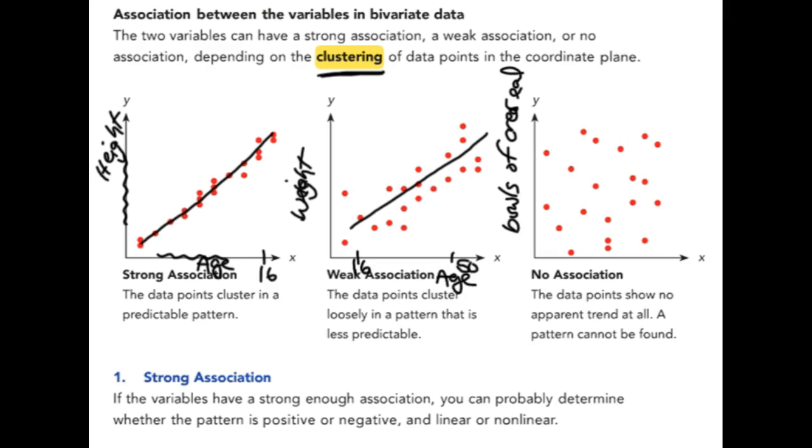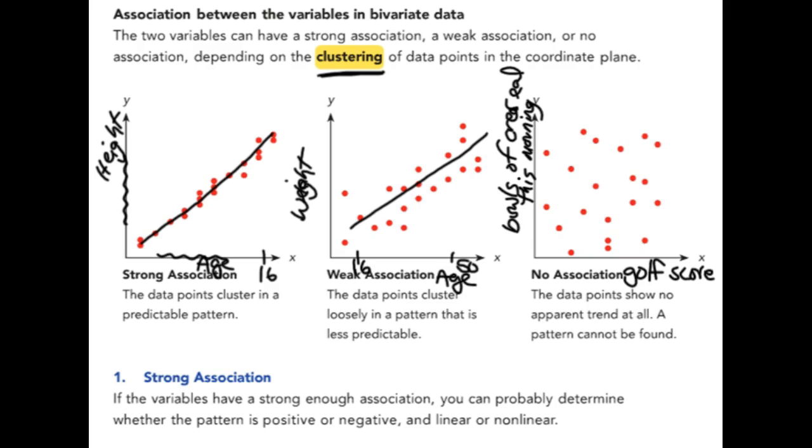How about bowls of cereal this morning and your golf score? Two things that have nothing to do with each other, and it shouldn't have an association. I would be very wary of data that said the higher your golf score, the more bowls of cereal you have eaten. Really wouldn't make any sense.